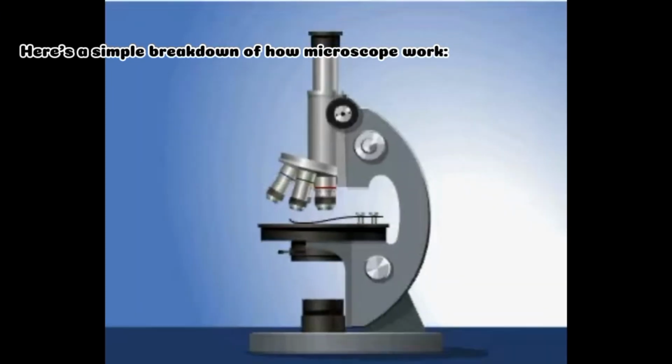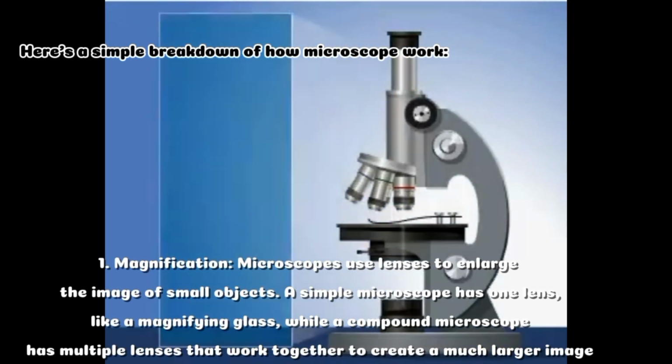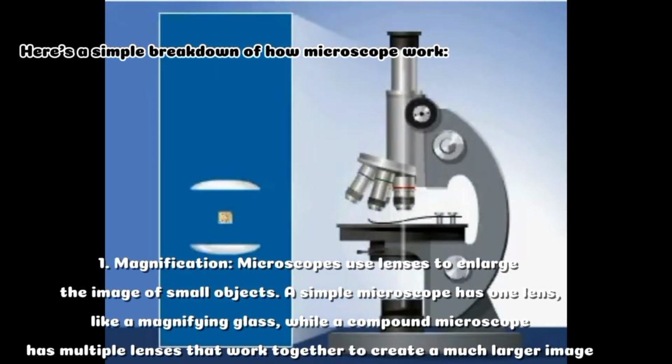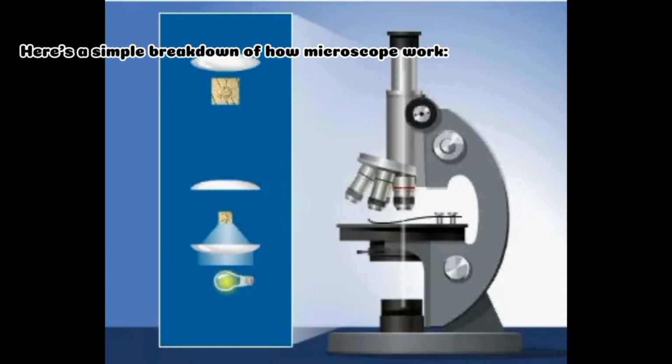Here's a sample breakdown of how microscopes work. 1. Magnification. Microscopes use lenses to enlarge the image of small objects. A simple microscope has one lens, like a magnifying glass, while a compound microscope has multiple lenses that work together to create a much larger image.